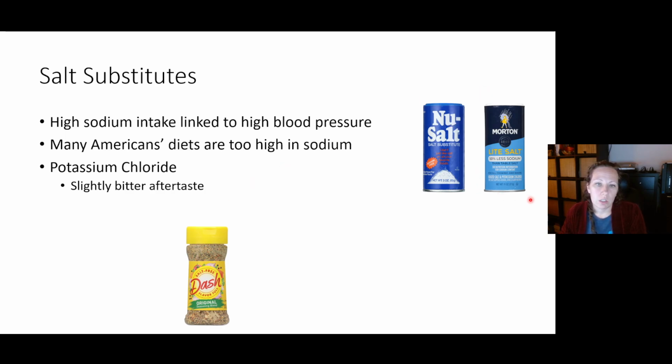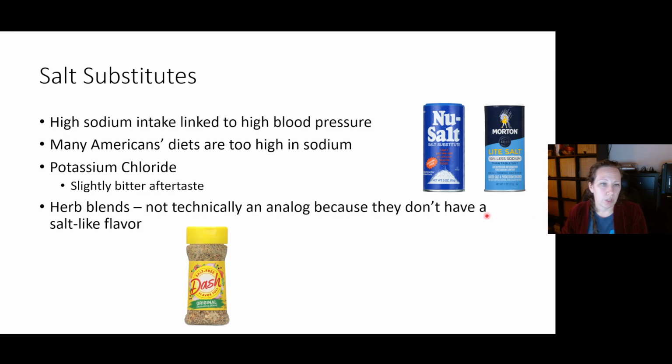This light salt is kind of an answer to that. It's 50% sodium chloride and 50% potassium chloride. So you can add more of it and you're still reducing the overall amount of sodium that you're adding, but having less chance of the bitter aftertaste with that.